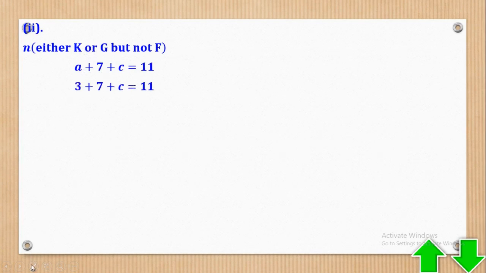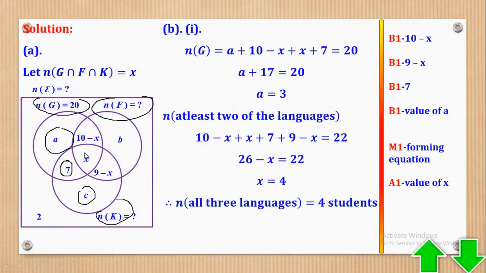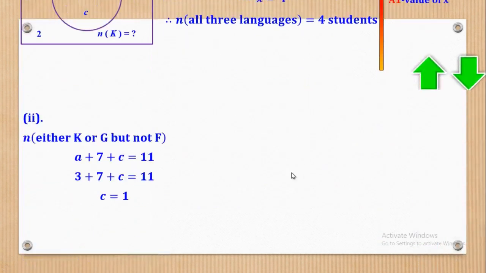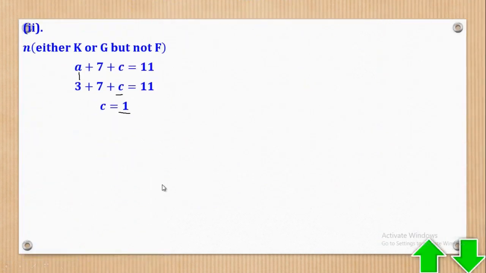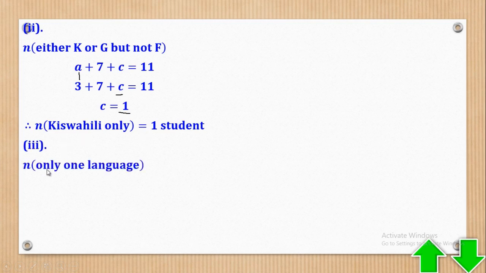Therefore, I'll come and substitute for A. Remember, A we already got it as 3. Therefore, I have only C as the only unknown. Therefore, C will be equal to 1. So by getting C, it implies that I've got those who speak Kiswahili only. Now what I'm left with is those who speak French only. So I conclude that those who speak Kiswahili only is one student.